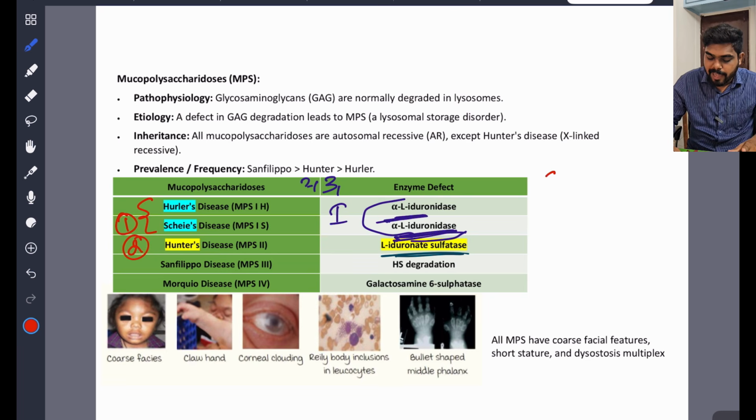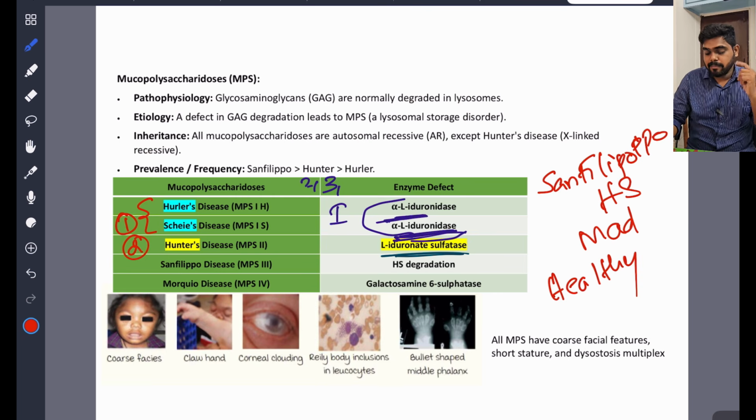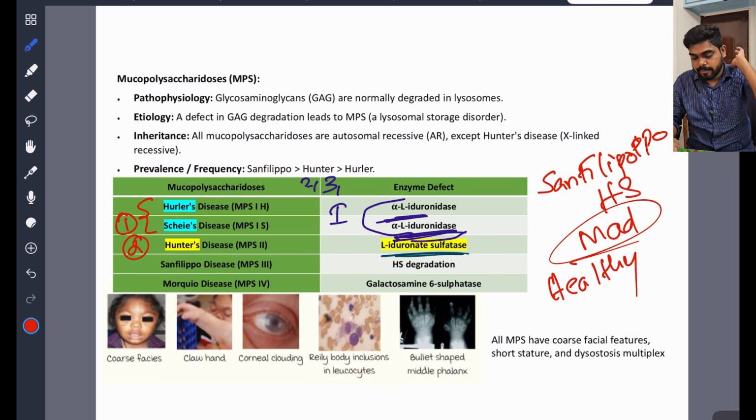You should know Sanfilippo is a high school student. He's a high school student, and he is healthy and good, but he is mad. He's a mad high school student, but healthy because his organs are normal, no organomegaly. So he is healthy by body, but mentally he is bad, that is mad. Okay, clear.